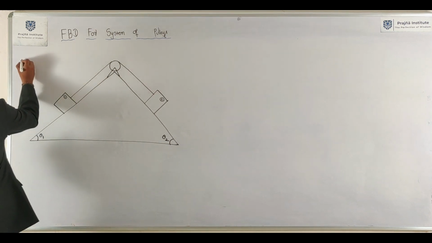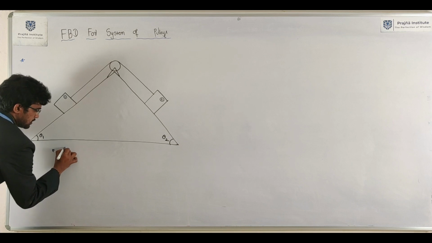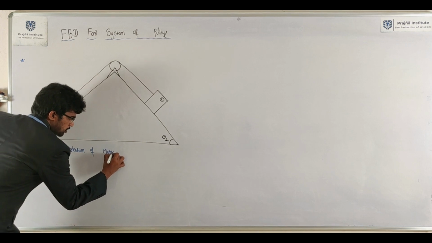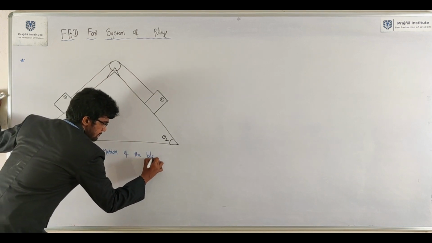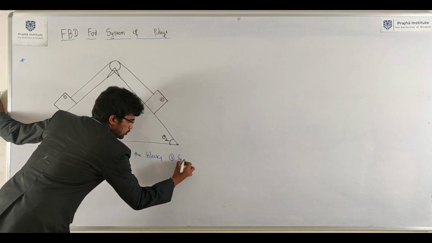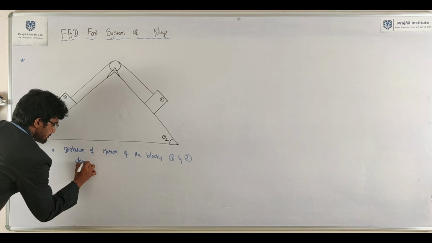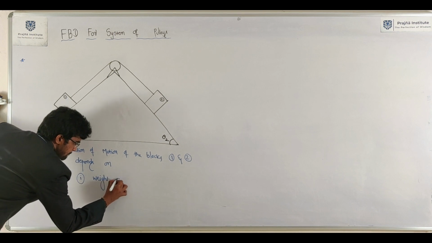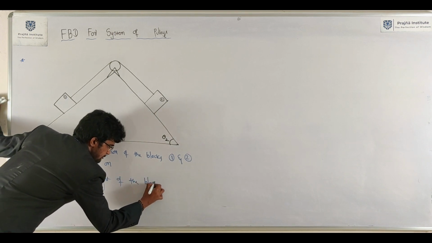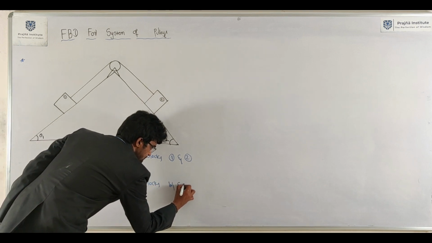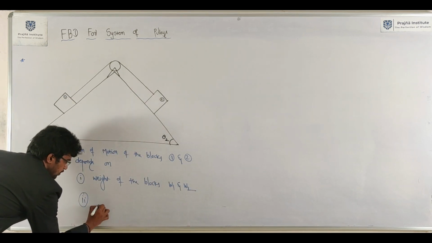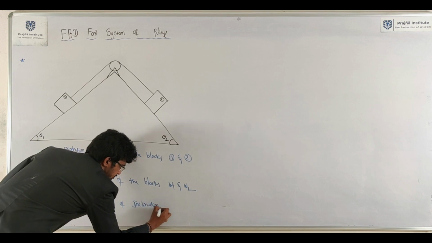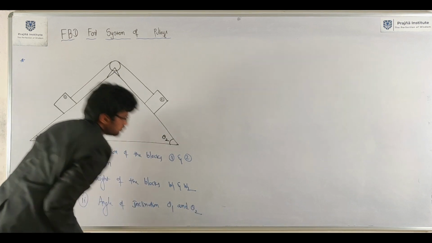Direction of motion of the blocks. This is another case. Direction of motion of the blocks 1 and 2 depends on the weight of the blocks, angle of inclination, theta 1 and theta 2.